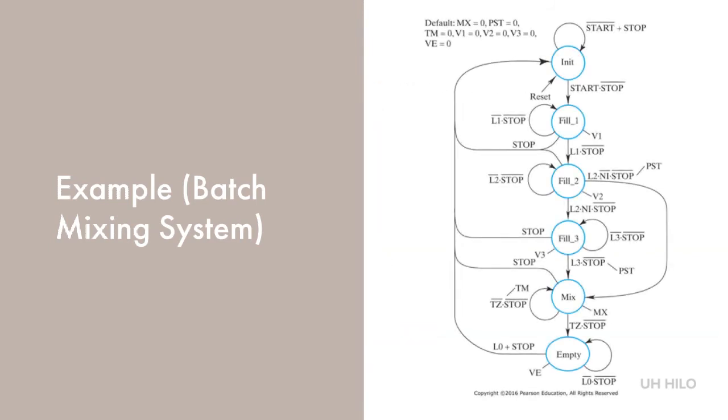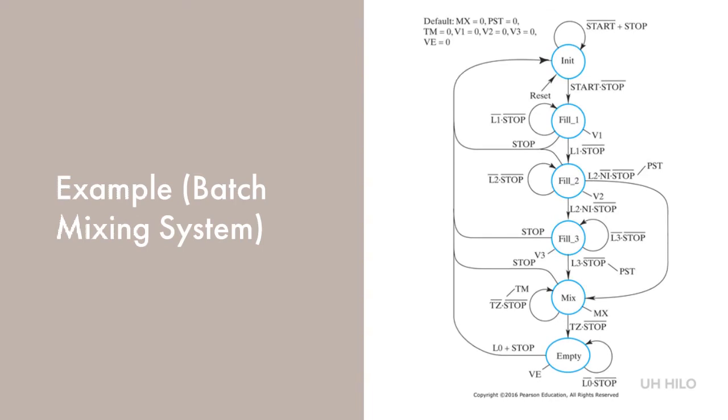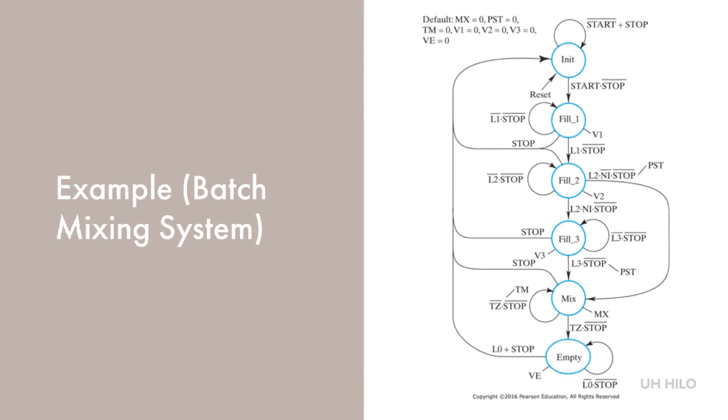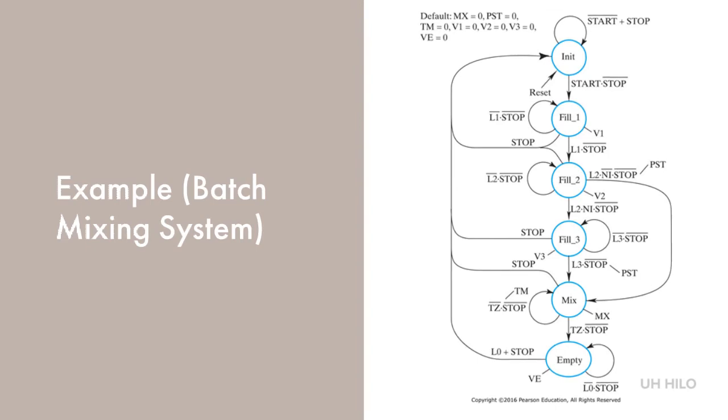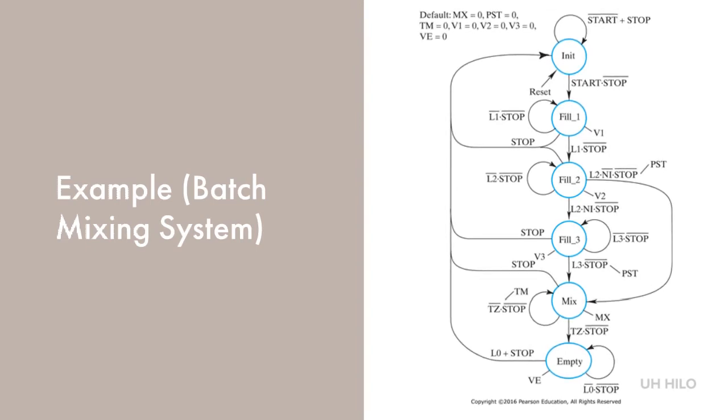The first step in the design is to develop the state machine diagram based on the description of the process and the problem statement. We start with the reset state, init. When start becomes true, we proceed to state fill 1. When L1 is equal to 1, we proceed to state fill 2. If we have the 3 ingredient option on and L2 is equal to 1, then we proceed to state fill 3. Once L3 is equal to 1, or if we selected the 2 ingredient option, we proceed to the mix step and set the timer. Once the timer finishes, we empty the fluid from the tank. Note that we have the option to press stop at any time, which will take us back to the initial state.